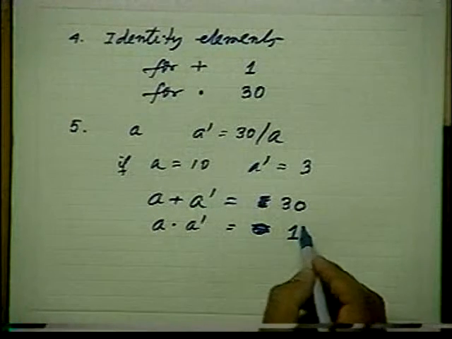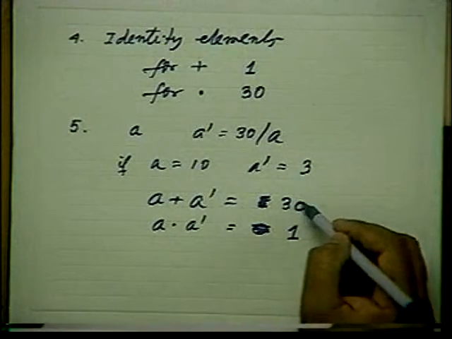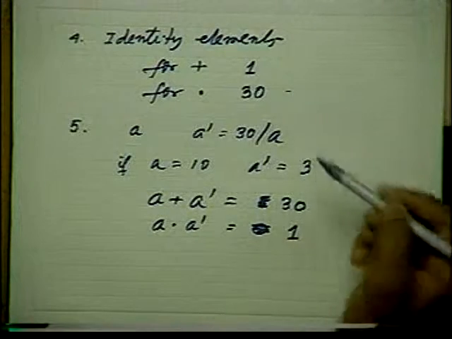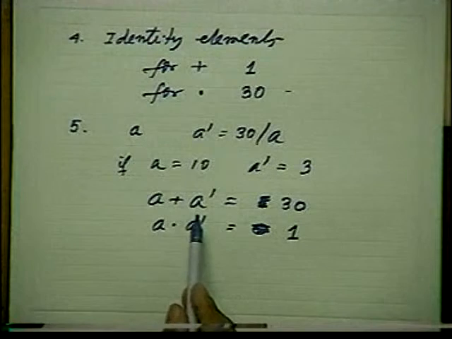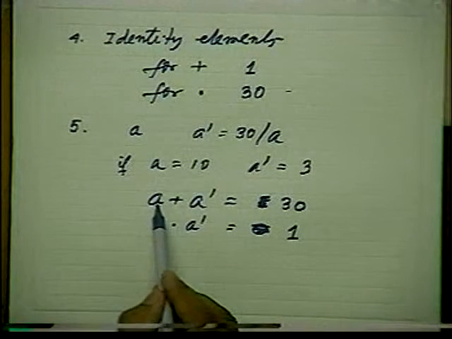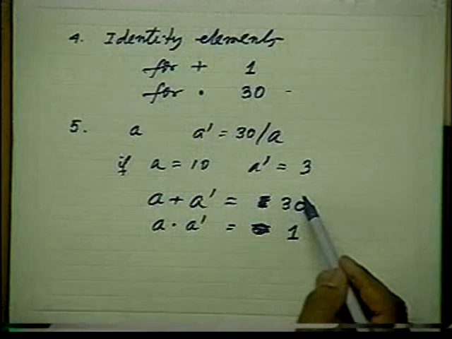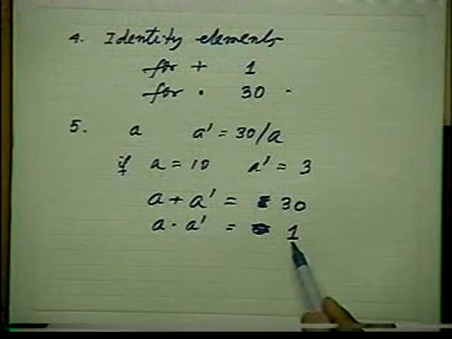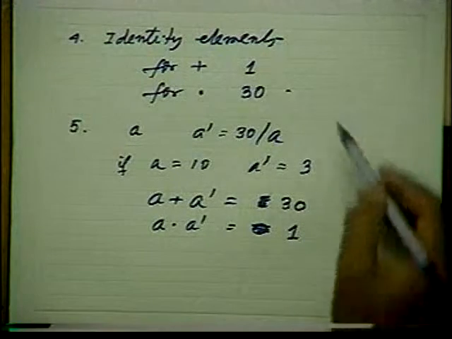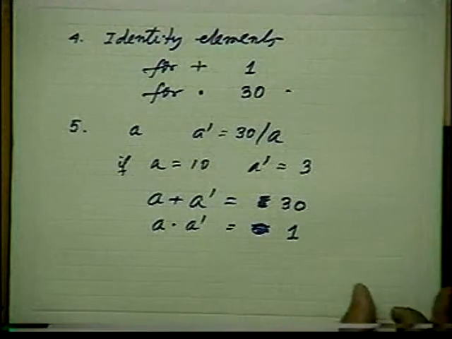This is the identity element for plus, and this is the identity element for dot. That is exactly what I need. If A equals 10 and A dash equals 3, A plus A dash equals 30, and A dot A dash equals 1. Therefore, we have the identity elements.